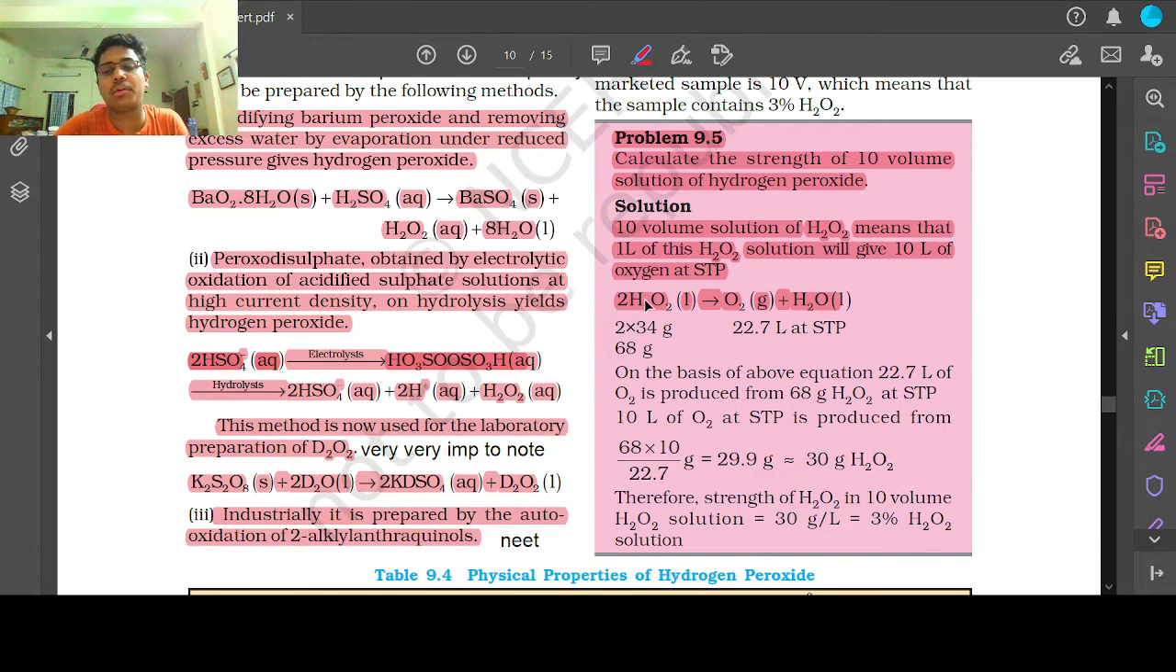So what is the molecular mass of H2O2? The molecular mass of H2O2 is 34 grams. Oxygen is 16, so two oxygens give 32, and hydrogen H2 is 2.